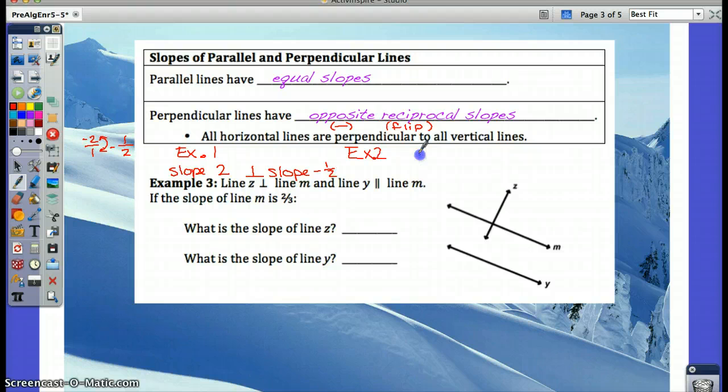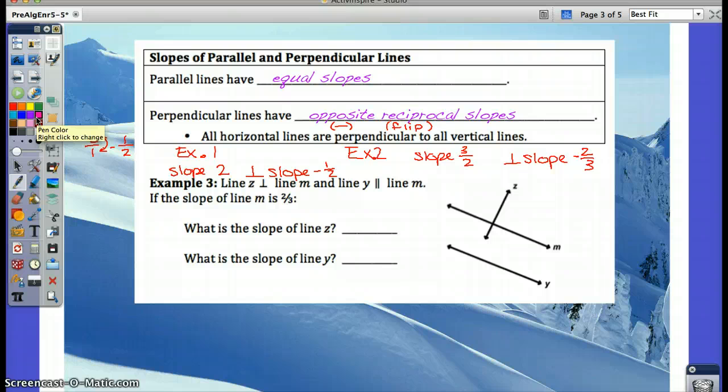Let me give you another one. If I said you had a slope of 3 halves, the perpendicular slope would be the flip of that, flip it over, and make it the opposite sign. Flipping this would give me 2/3, opposite sign would give me negative 2/3. So if you start with a positive slope, your perpendicular slope is going to be negative. If you start with a negative slope, your perpendicular slope is going to be positive, and you flip it. Try example 3 then, and then press play to go over it.